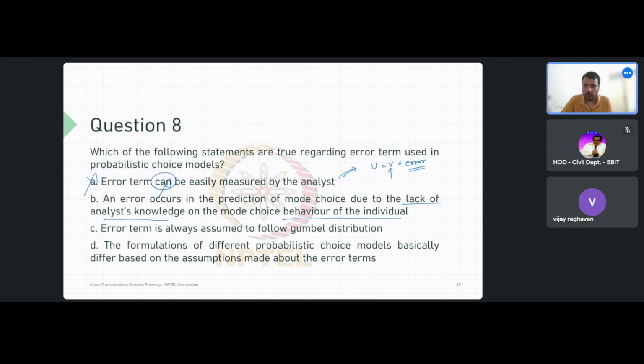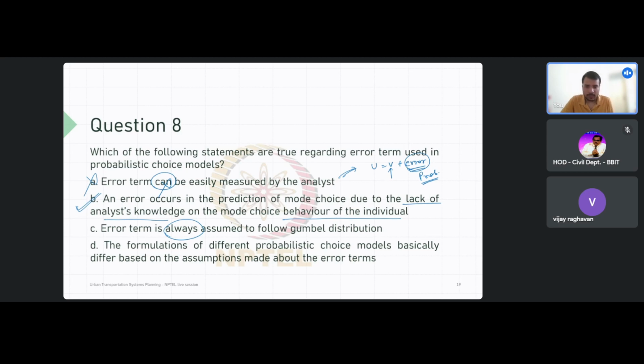So yeah, this is true because since we cannot predict with absolute accuracy what will be the mode choice, we incorporate the error so that we can have estimation with a probability rather than a deterministic estimation. So B is correct. Then we are saying error term is always. So anytime an option has "always", we should be careful.